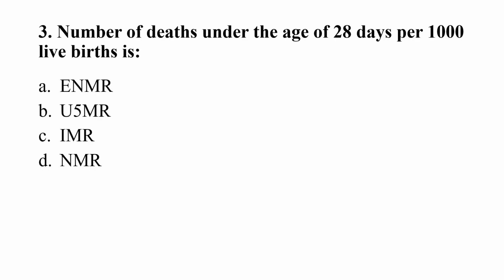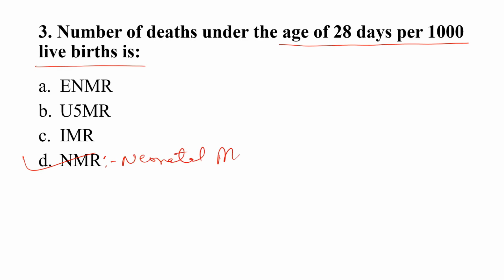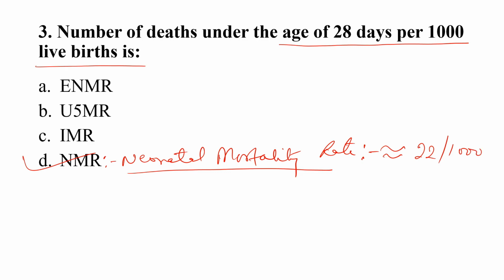Question number 3. Number of deaths under the age of 28 days per 1000 live births is option A, ENMR, option B, U5MR, option C, IMR, option D, NMR. The correct option here is option D, which is neonatal mortality rate. The rate is currently approximately 22 per 1000 live births in India.